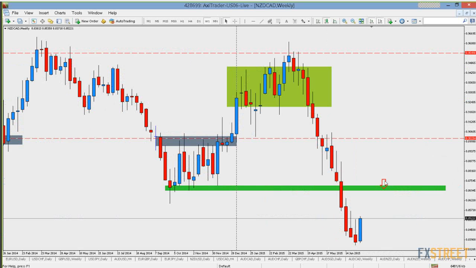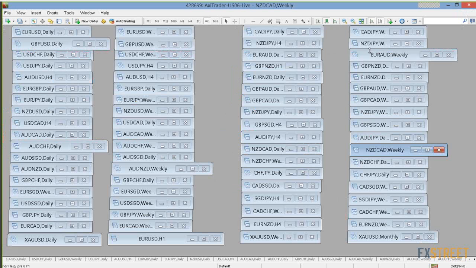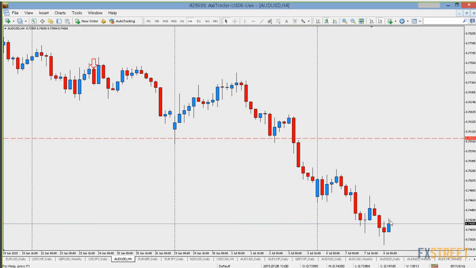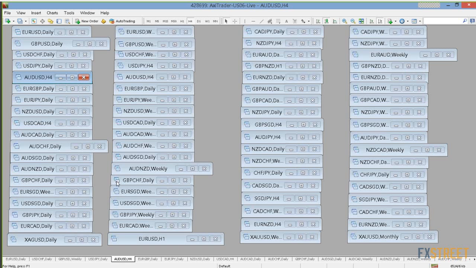And the New Zealand CAD, I'm not in a trade on this one, but I'm kind of watching it, and I'm waiting for the market to come up and tag this green spot here where the lows are over here. And if it prints a bearish candle there, I'd be pretty hot keen on a sell. I'd also like to sell the Aussie 4-hour if it gets up here and prints a candle that sort of shows exhaustion.